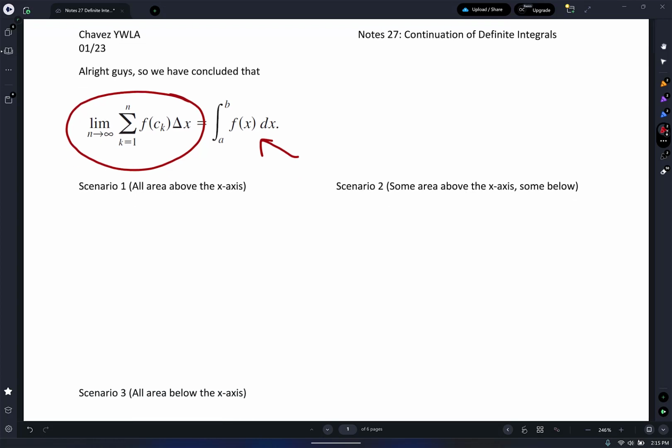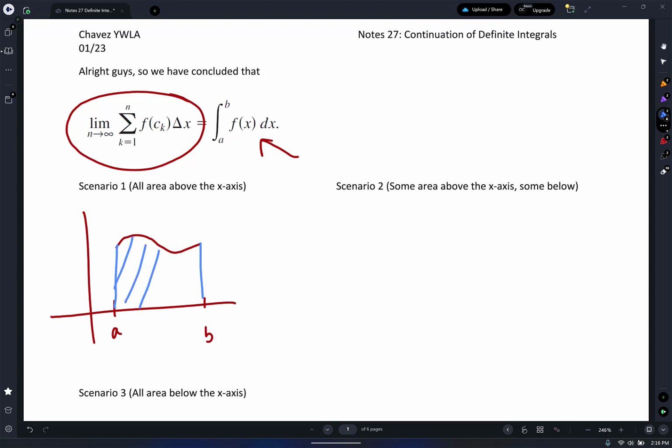All right, I have 3 scenarios. So I'm just going to exaggerate quadrant 1. Either I have all my area above the x-axis, so I have something like this. I'm going to call this A, I'm going to call this B, and I'm going to put a curve just like that. So I have this scenario. All this area here, that's just this. And if I have something like that, it's going to be a positive number. So I'm going to write integral a to b of f of x dx is some positive value.